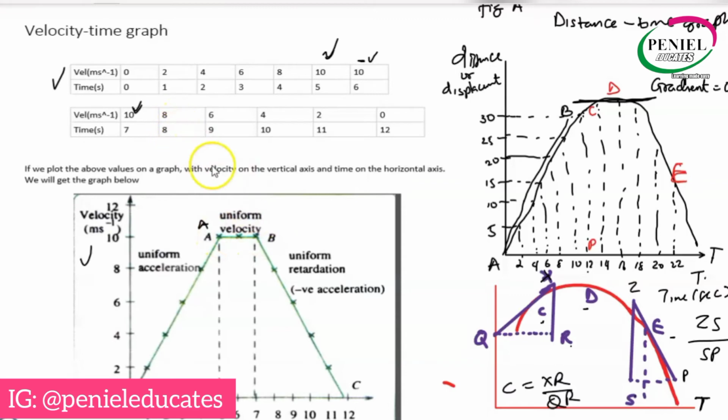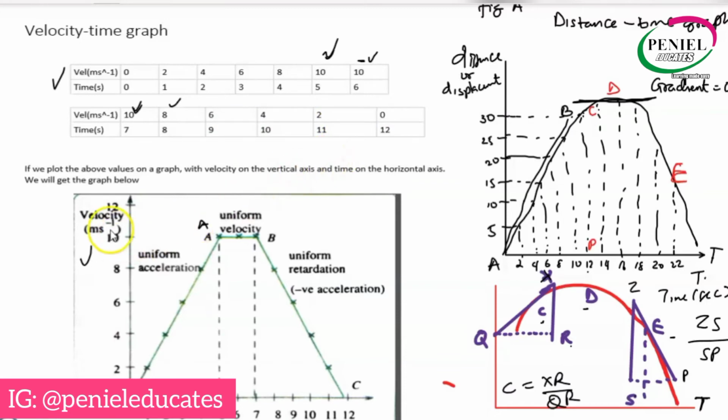Then from this particular point, the velocity goes down. After this 10, we have 8, 6, 4, 2, and 0. So we have a uniform retardation. You also discover that the velocity is reducing by 2 meter per second. That's retardation, which is the opposite of acceleration. Then the time interval is also increasing by 1 second. So that's one thing that we need to know.